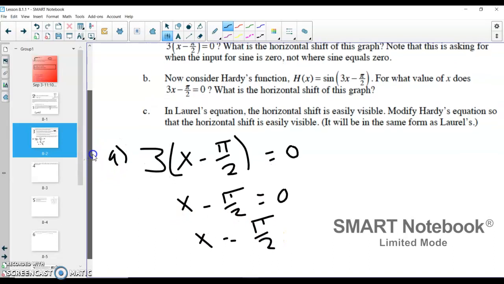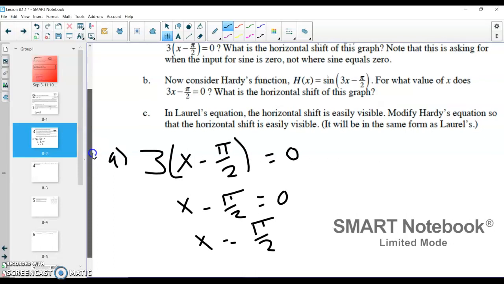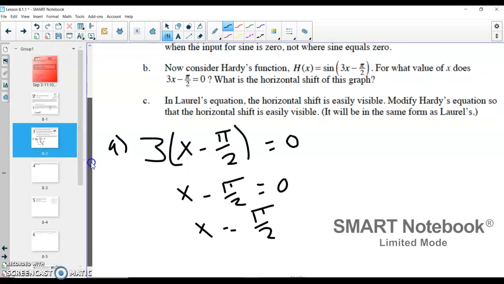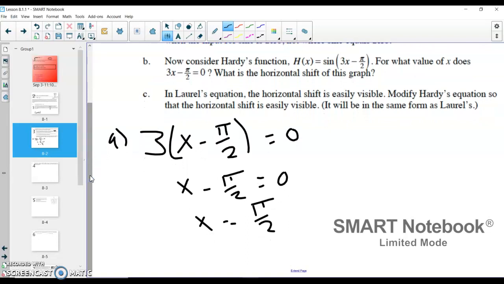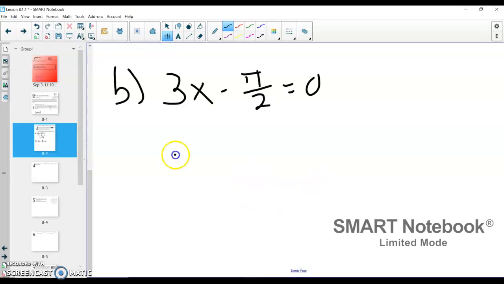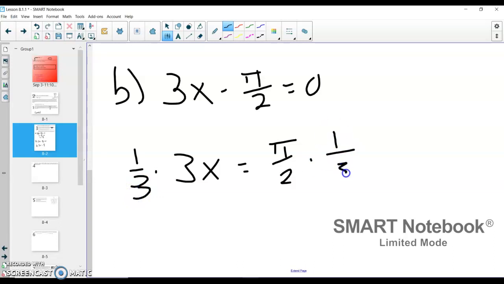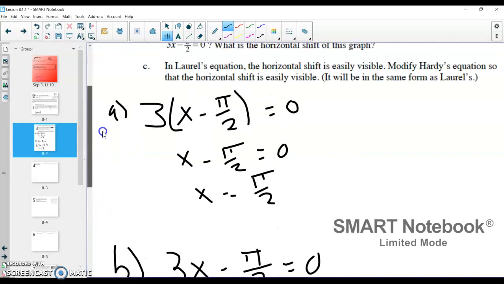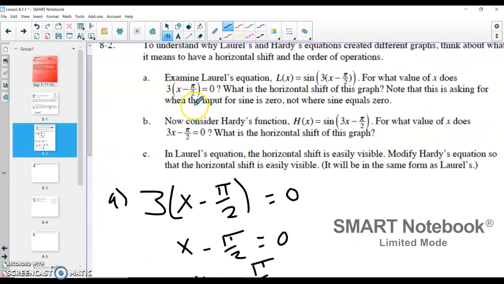In the next one, for part B, we're going to consider Hardy's function, and see why this is not the correct shift and what the actual horizontal shift would be. Remember, in the first one, I said it was going to be pi over 6, and let's see why that is. If I do part B, and I look at the equation 3x minus pi over 2 equals 0, and I go on to solve it, that is 3x equals pi over 2. Multiply both sides by 1/3, because that will get rid of the 3. And what I get is x equaling pi over 6, which means I am shifting over to the right pi over 6 units, not pi over 2, which is again why Laurel's was actually the correct equation there.